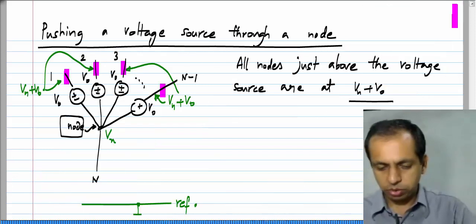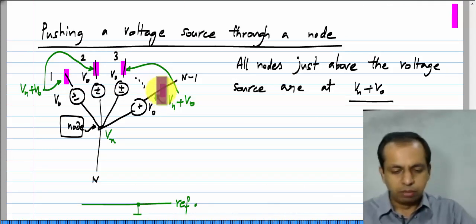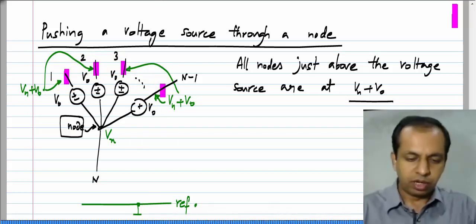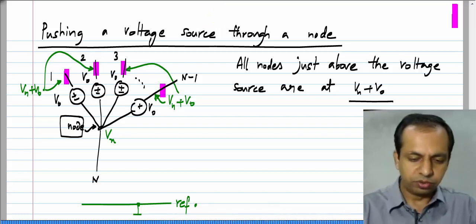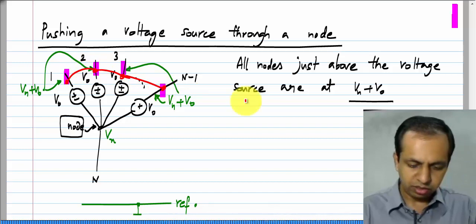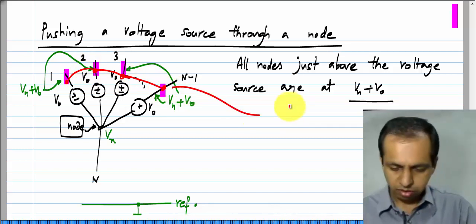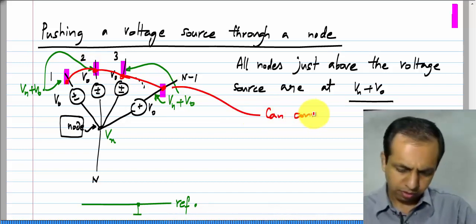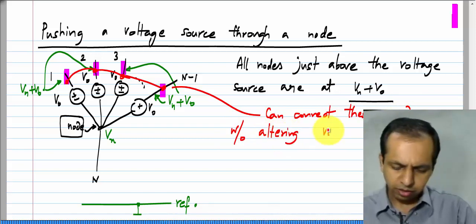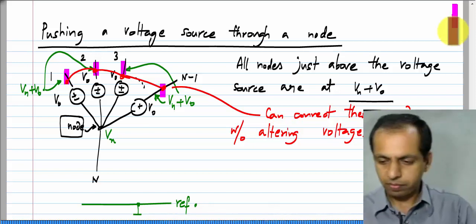Now, let us get back to what I was saying over here. Because these voltages are all equal to each other, what I am saying now is that we can connect all of those nodes together. These nodes can all be connected together. We can connect these nodes without altering voltages or currents in the rest of the circuit.